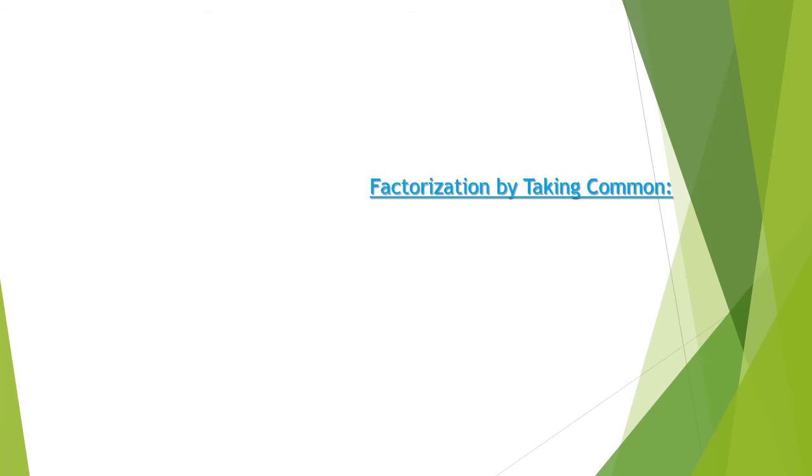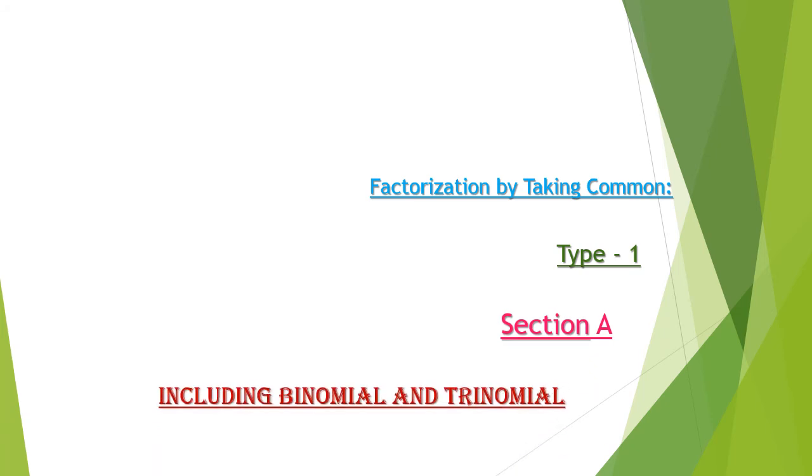Factorization by taking common. Now first we will do it with binomial. It's type 1, section A, including binomial and trinomial. Let's move. So let's start example 1, a factorization of binomial: 6x plus 3. While factorizing any binomial or trinomial, we have to focus only on this red 6x first and then this blue 3. Let's try to factorize 6x first. Here 6x plus 3 is our question.